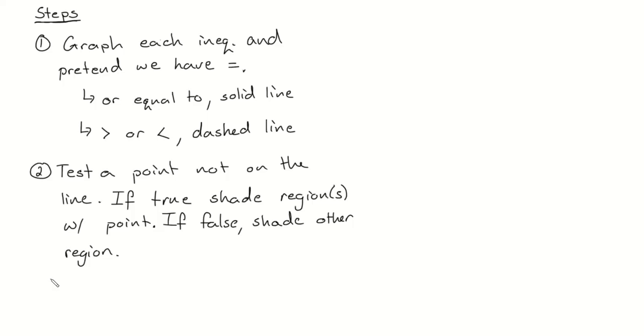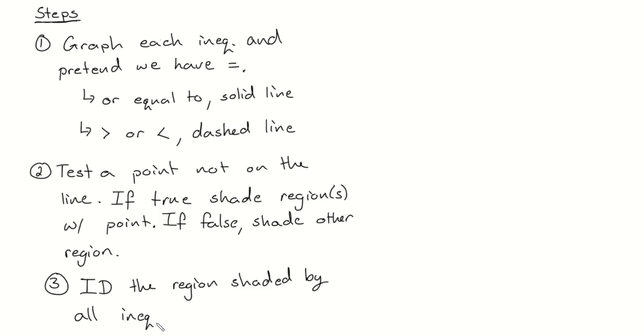Okay. Lastly, the very last thing that we need to do to finish these up, we have a bunch of regions shaded, is identify, and I'm just going to use ID, the region shaded by all inequalities. Okay. Now, we could probably spend some time and make this a larger sort of setup with more steps, but for now, I'm comfortable with these.